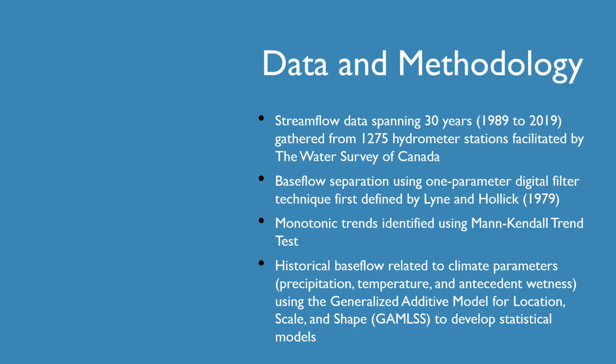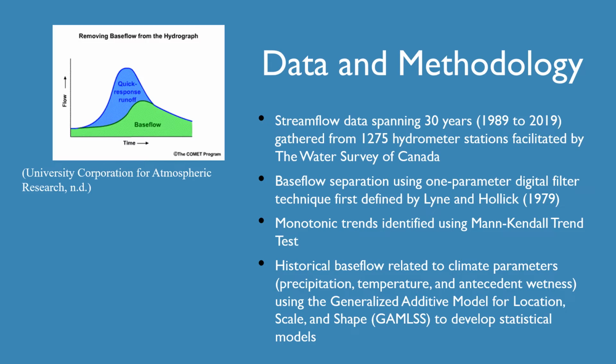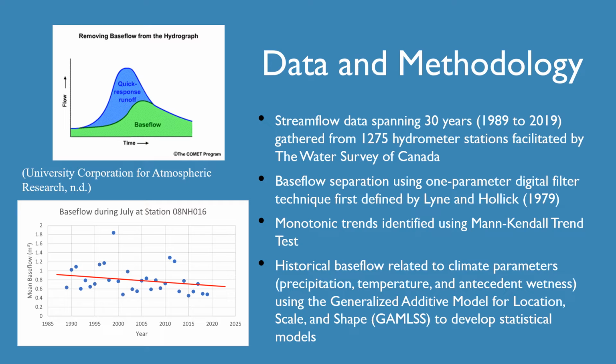I used streamflow data spanning 30 years, from 1989 to 2019, gathered from 1,275 hydrometric stations facilitated by the Water Survey of Canada. I separated baseflow from the streamflow time series using the digital filter technique first defined by Lyne and Hollick. I then established monotonic trends in the baseflow data using the Mann-Kendall trend test. Finally, I related historical baseflow to climate parameters using GAMLSS.